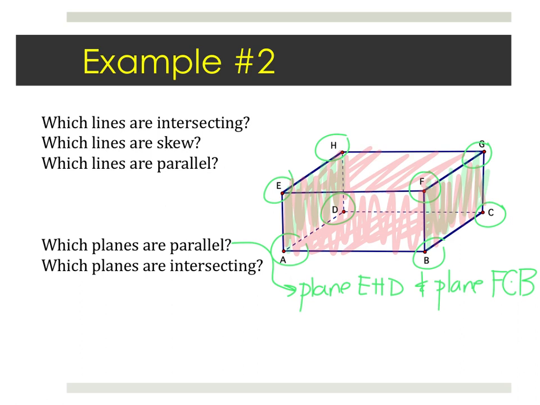And remember that when planes intersect, their intersection is a line. So if I wanted to know where does the front wall intersect with this side wall, it's going to be this line. That's the line that they have in common. But there are also lots and lots and lots of intersecting planes in this picture.